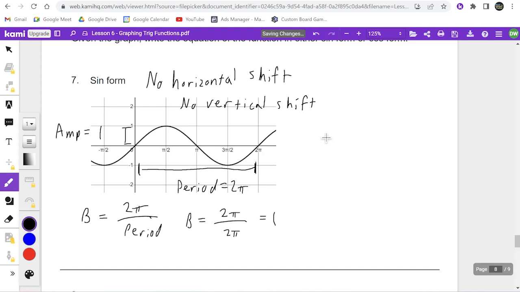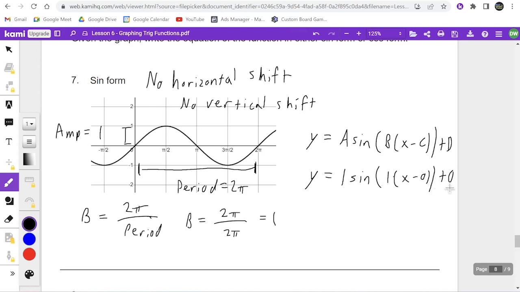So in other words, it follows the formula y equals a sine of b times x minus c plus d. And if I fill in what I have here, it's going to be y equals 1 times the sine of 1 times x minus 0 plus 0. And this can really just be reduced, ignoring all the 1s and all the zeros, y equals the sine of x. In other words, this is just the normal sine graph.